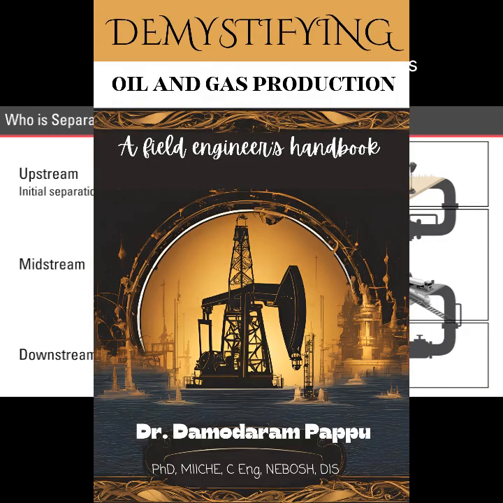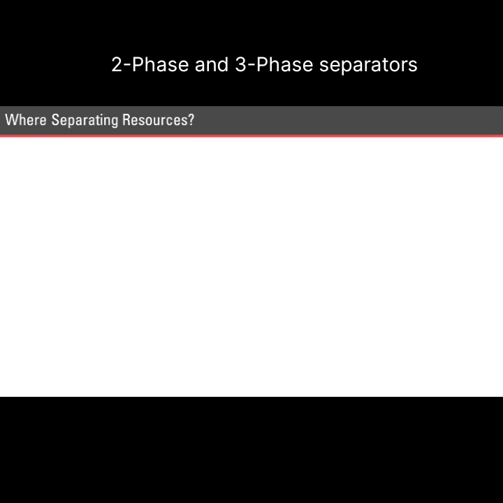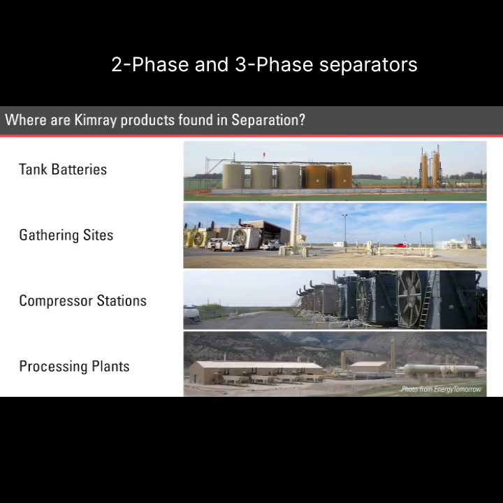Initial separation occurs in the upstream sector. As the resources are moved through the midstream sector and the conditions that they are exposed to change, there is a need to further separate the product. Separation is needed in the downstream sector to achieve the final product before it goes to the consumer. This short list shows the most common places you will find chemical products controlling the separation process.